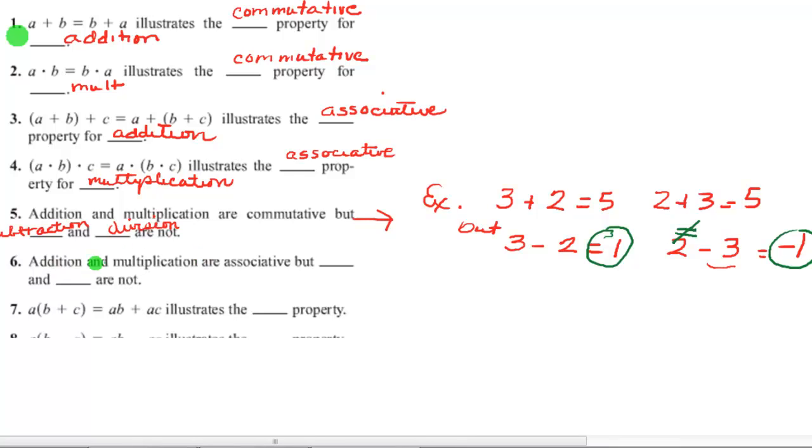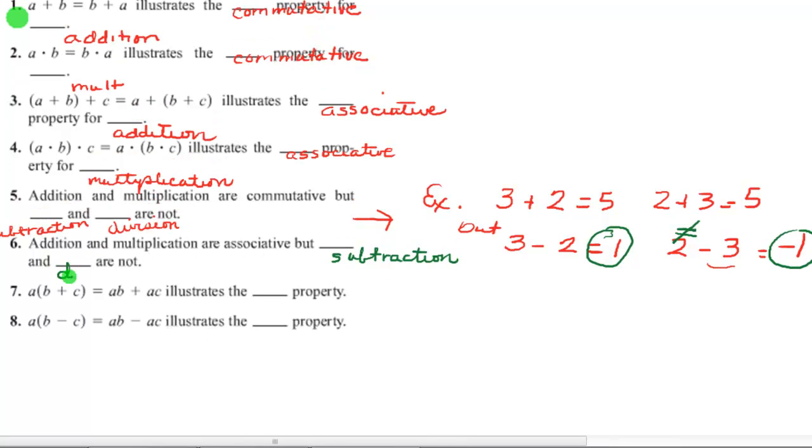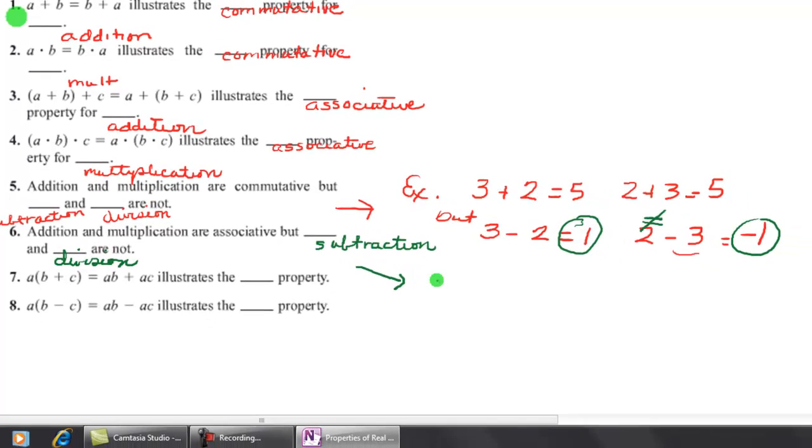The next problem says addition and multiplication are associative, but blank and blank are not. So that means grouping numbers and adding in different orders will give us the same answer. Multiplying, same thing, but subtraction and division, no. So let's look at that example. Let's use division. Okay.